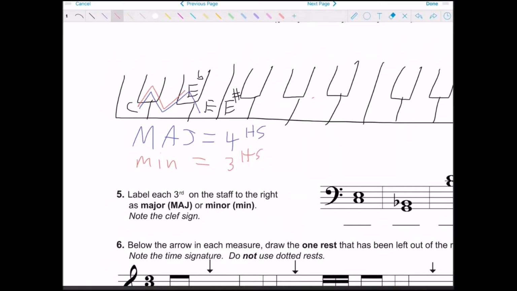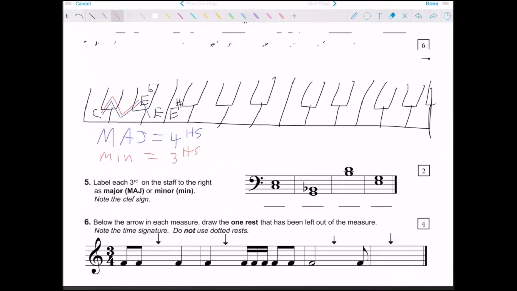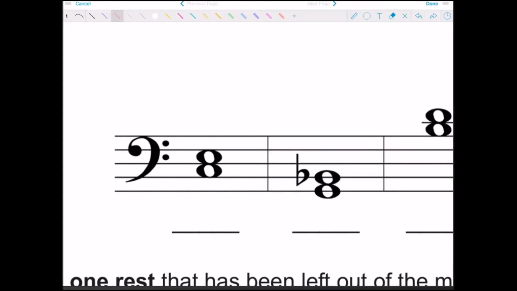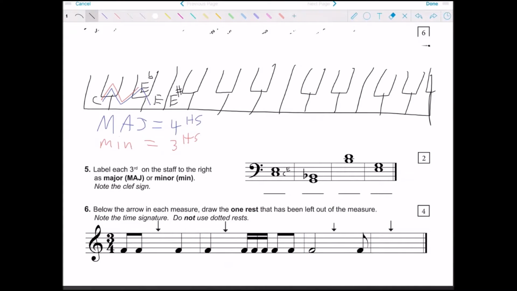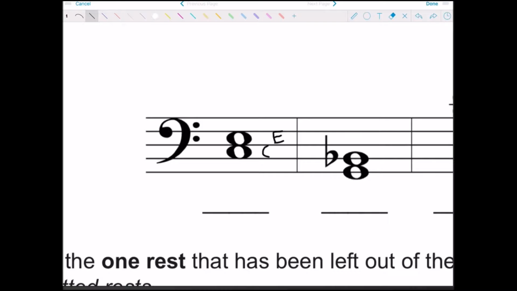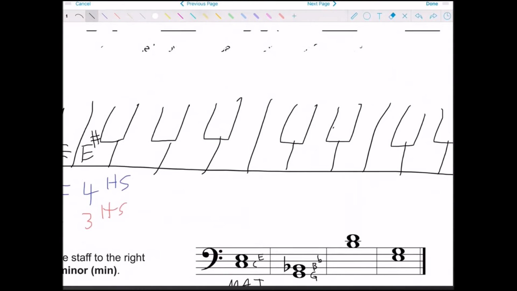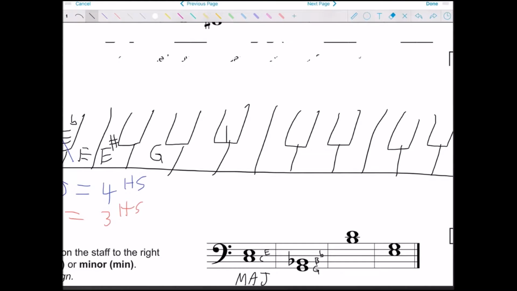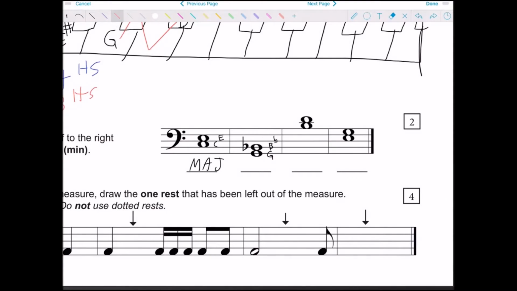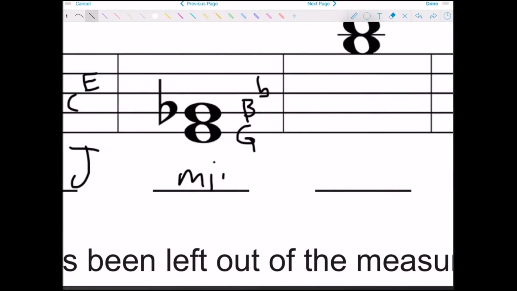Alright, so now that you know that, let's take a look at these. We're in bass clef. Here I have C and E. Oh, looky there. C to E. 1, 2, 3, 4. That's 4 half steps from C to E. So that is a major third. That's all we have to put. M-A-J. From G to B flat, this is G, this is B flat. Let's take a look up here, see if I can find a G real quick. Alright, here's G, here's B flat. If I count, it should be 1, 2, 3. That's 3 half steps, so that is a minor third.